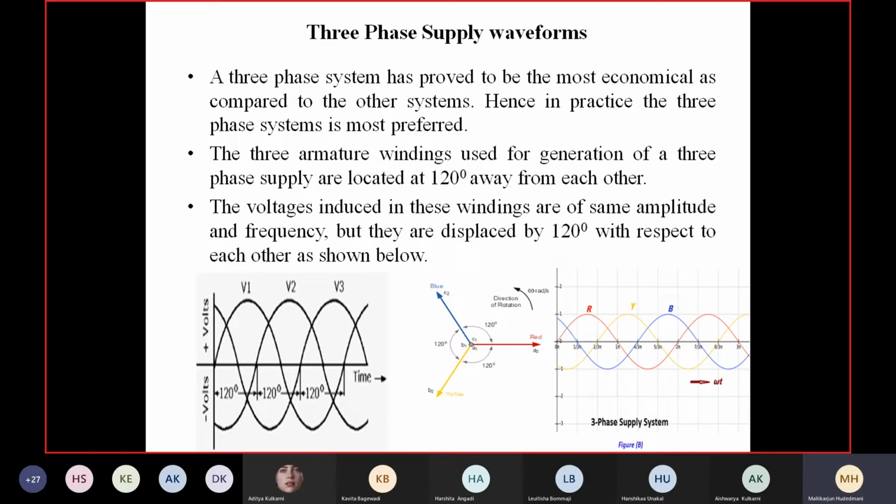Then vectorially when I draw the waveforms, you can see here the similar one with the color is shown, red color, yellow color, blue color for the distinction. You may ask me, are they really in colors? No, they are recognized for our understanding. So when I say RYB is the phase sequence, one of the group which is a reference, which is beginning from 0 mark, turning it to 180 degree and 360 degree as one cycle.